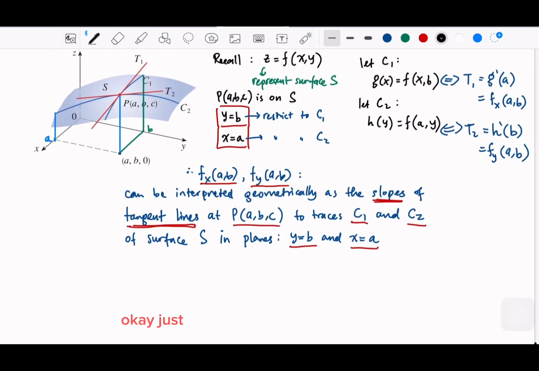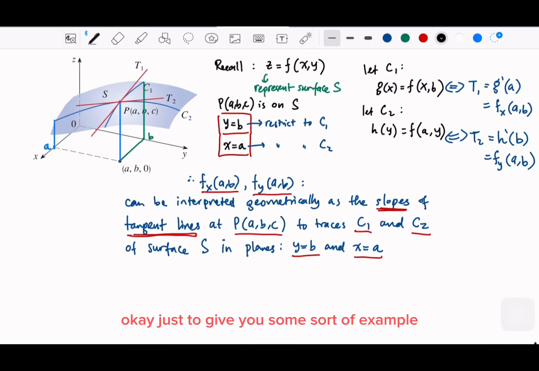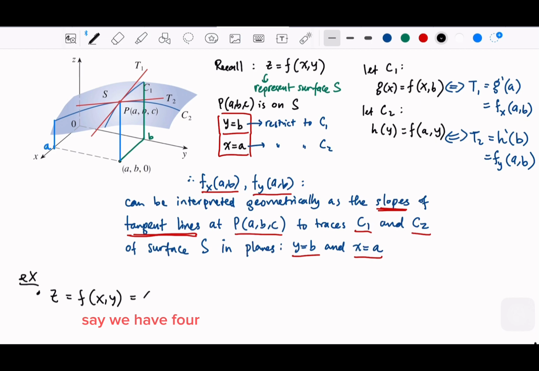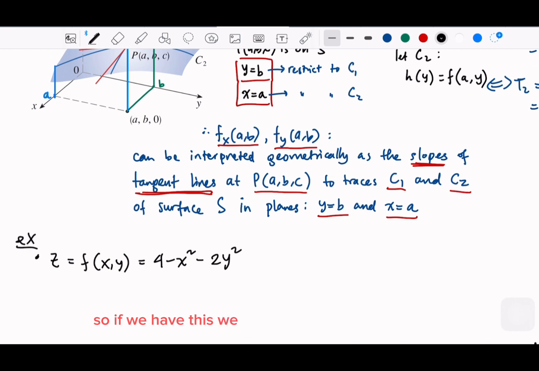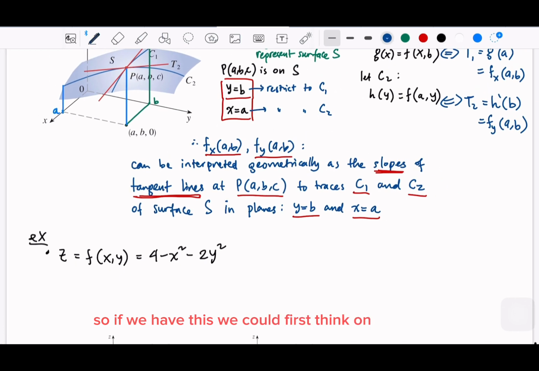Just to give you an example, take z as a function of x, y, say 4 minus x squared minus 2y squared. And this is a paraboloid, if you remember chapter 12. So if we have this, we could first think about the partial x, and the partial y.